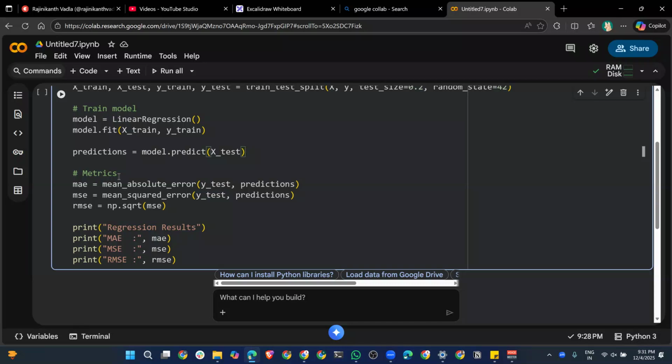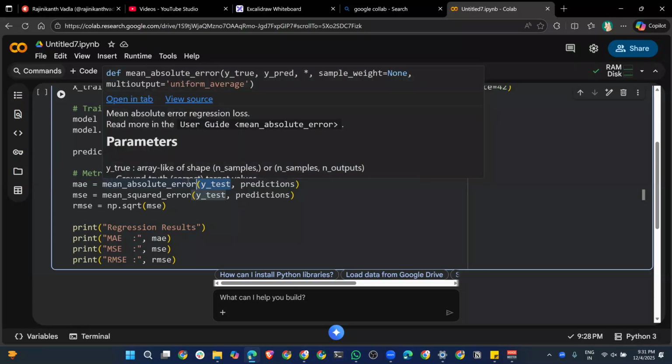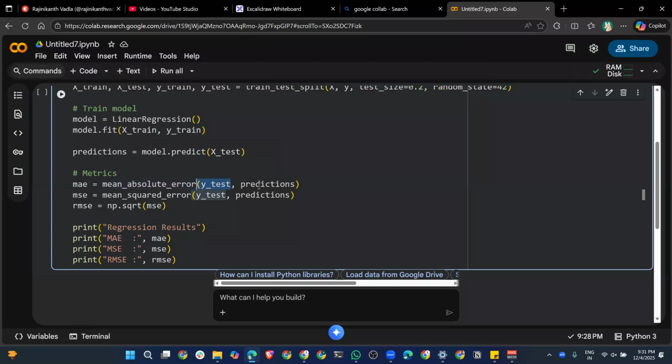So we need to measure the size of the error, the distance of this error, how big it is. So MAE, which you are seeing here, mean absolute error, takes the target value y test and the prediction, which tells us the difference between the actual value and the predicted value in the real unit, which is very easy to understand.